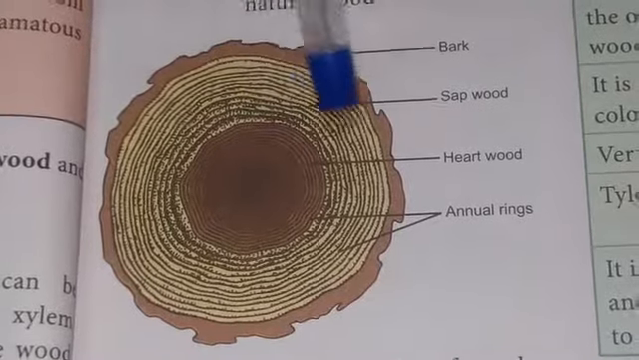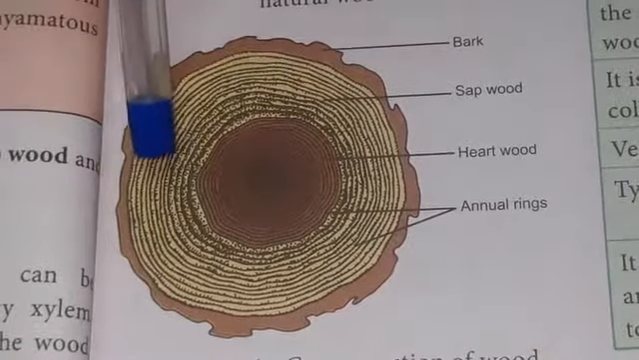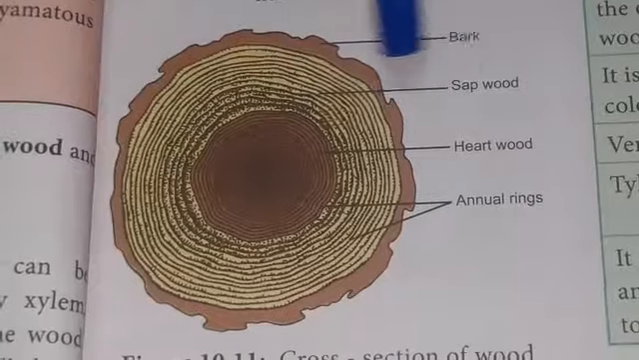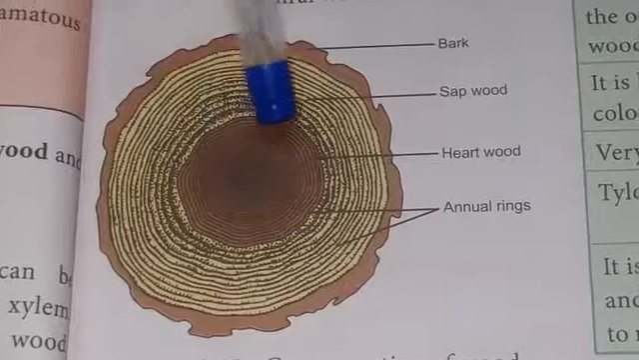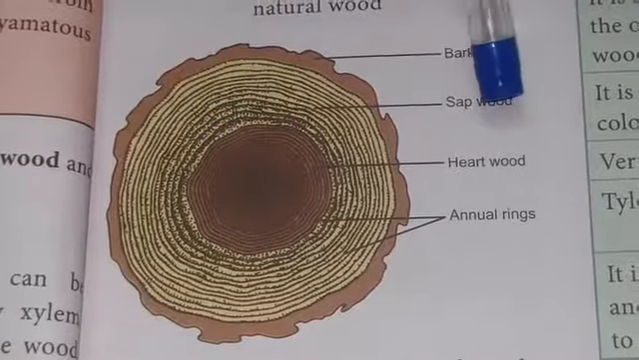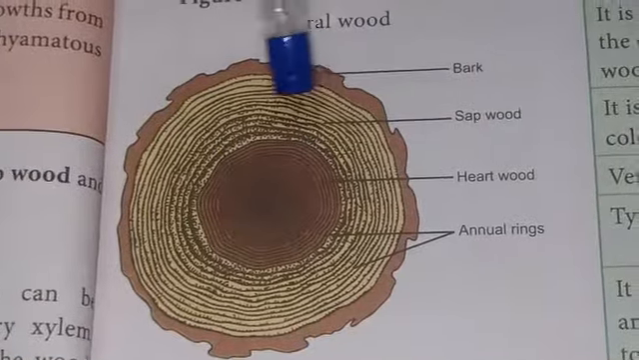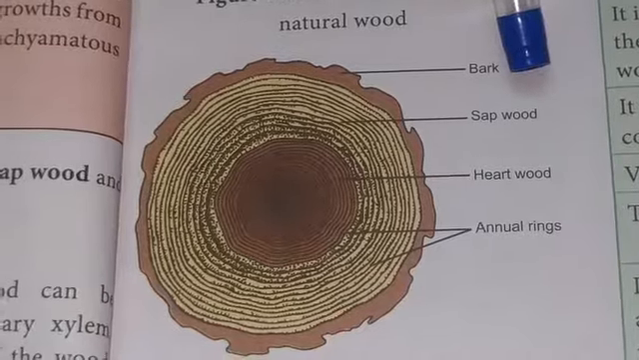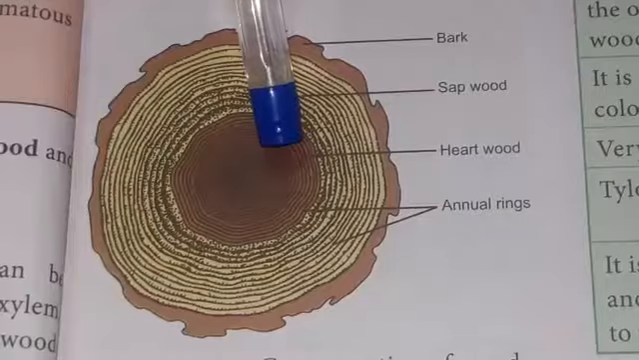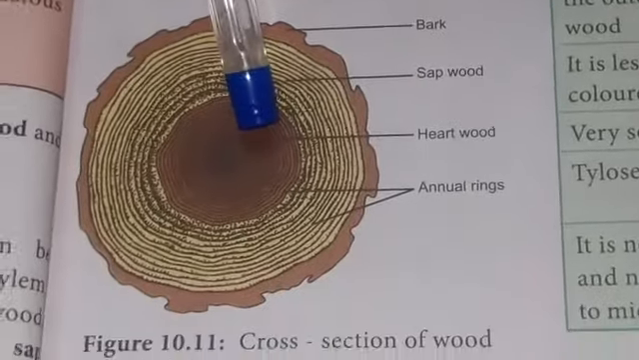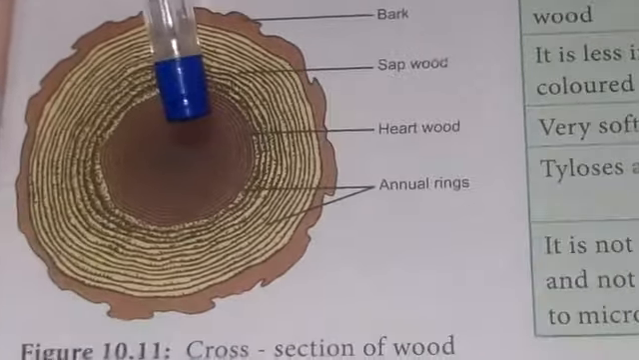In any tree, the outer part of the wood is paler in color. It is called sapwood, or alburnum. Whereas the inner part is darker in color. It is called heartwood, or duramen.